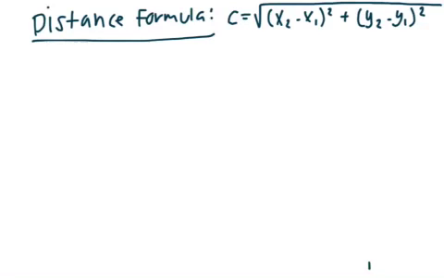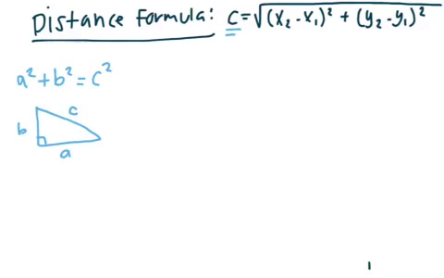And it comes from the Pythagorean theorem, which is a squared plus b squared equals c squared. And that comes from a right triangle where one side is A, one side is B, and the hypotenuse, the side across from the 90-degree angle, is C. So that's why I have this C here in the formula. And we get the x2 minus x1 and the y2 minus y1 from our slope formula.